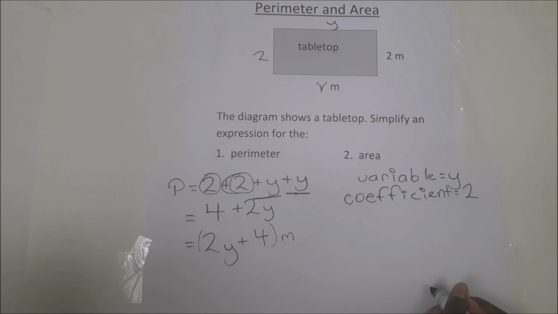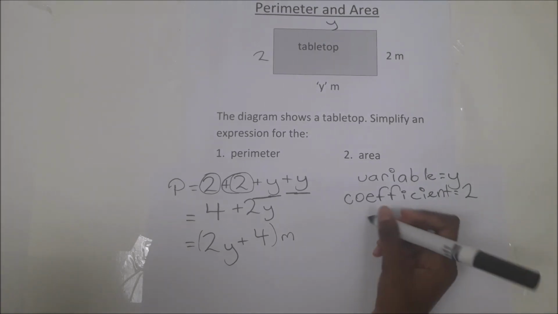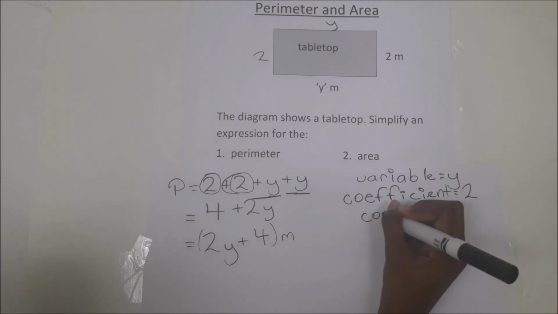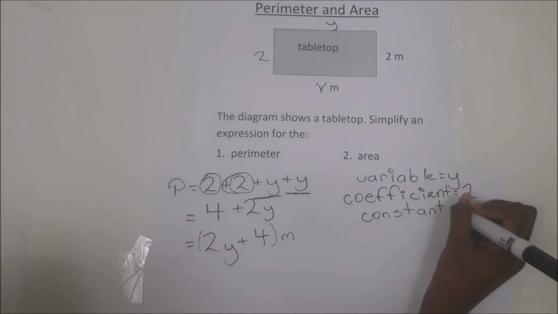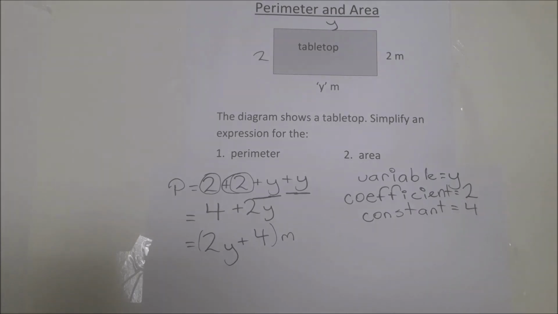And then there's the positive 4 at the back by itself. What do you call that? The constant. Write that. So from time to time, we'll be looking at these 3 terms, variable, coefficient, constant, and we'll come back to it later on.